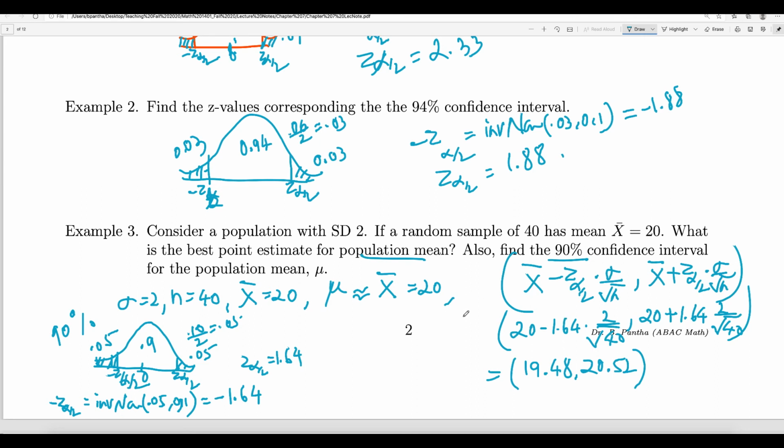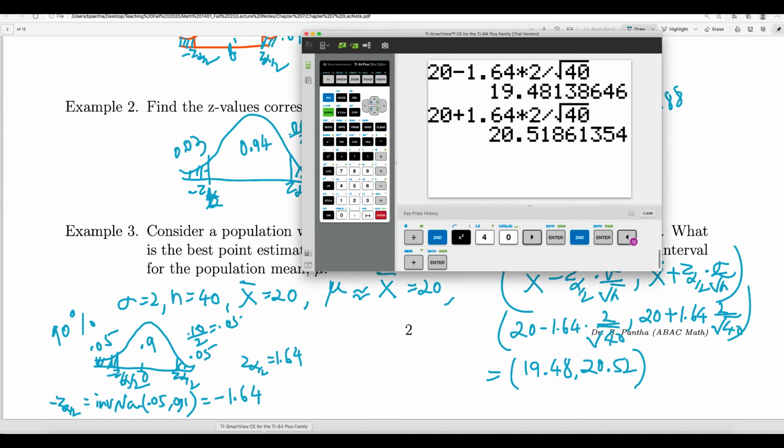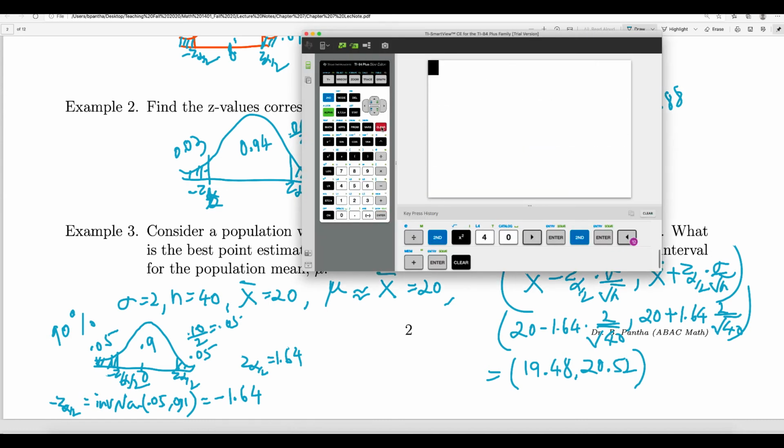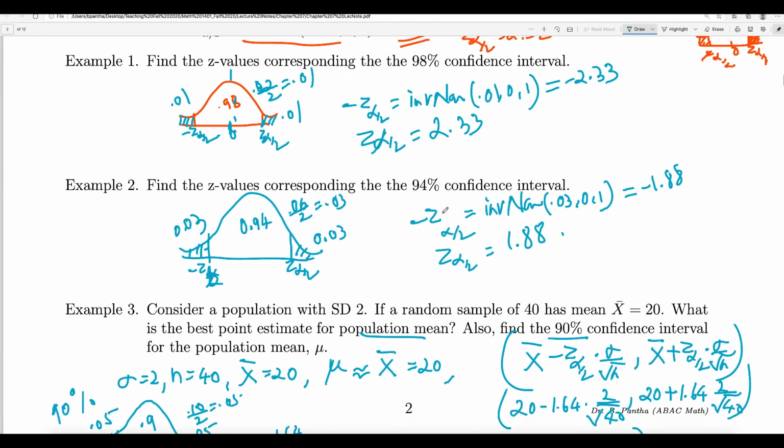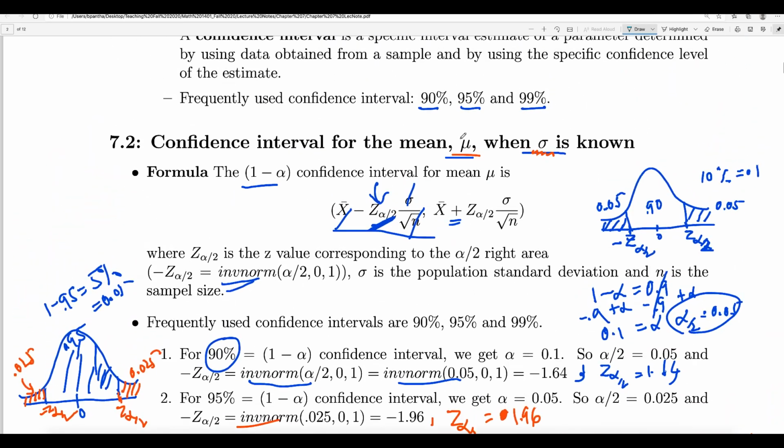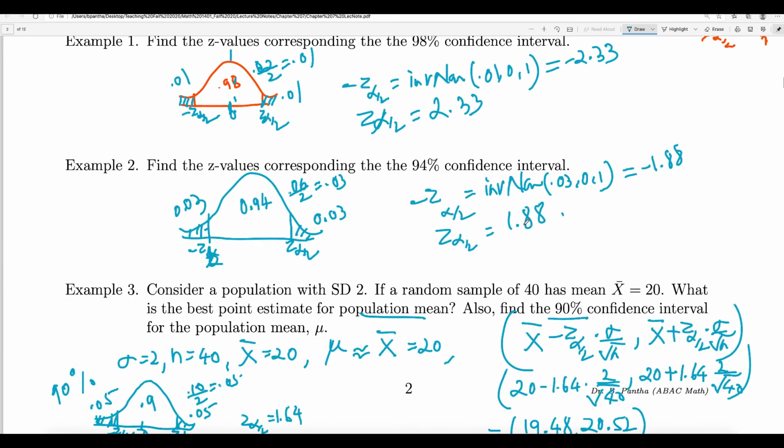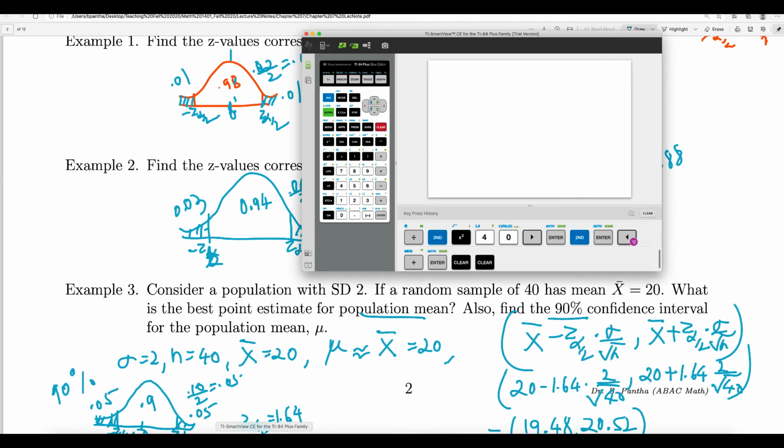But there is another shortcut way. We can do all these things using the calculator directly. Let me clear everything. To find the confidence interval of mean when sigma is given, that is, when the population standard deviation is given. If it is not given, we use a different way; that is section 7.3. But if sigma is given to you, then there is a direct shortcut way to find the confidence interval of mean.